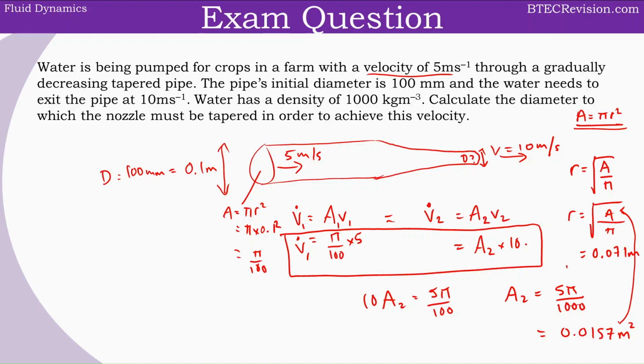And then therefore the diameter equals 2 radius, which is equal to 0.141 meters. Okay, so the answer is diameter equals 0.141 meters, which is equal to 141 millimeters.